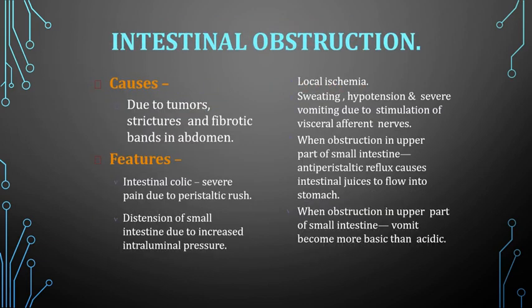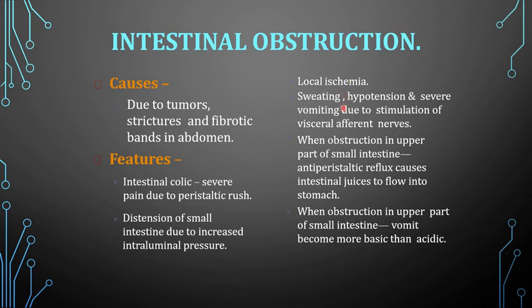And then the intestinal obstruction or intestinal colic. This is because of tumors, strictures and fibrotic bands in the abdomen. The features of this intestinal colic are severe pain due to peristaltic rush. The peristaltic rush is present when there is an irritant in the intestine. The irritant may be a tumor, stricture or fibrotic bands. Because of that there will be severe pain and distension of the small intestine due to increased intraluminal pressure.